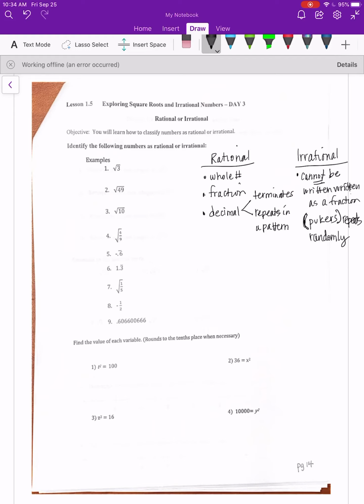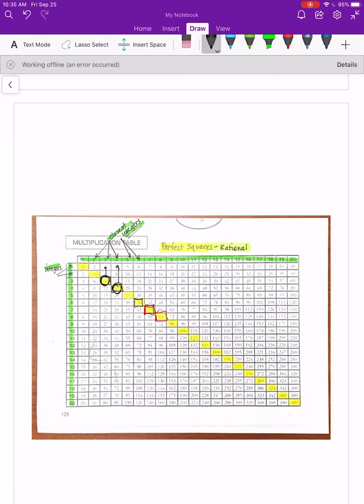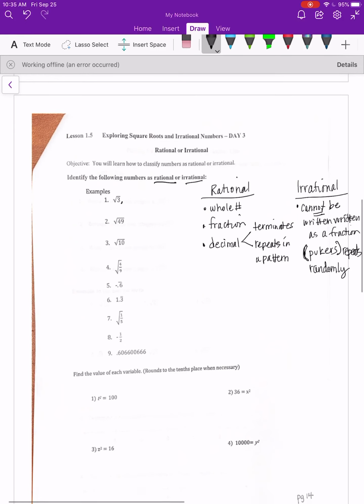Okay, so we have some of these numbers, and I have to decide, is it rational or is it irrational? So I have the square root of 3. With deciding whether it's rational or irrational, I have to think about the square root of 3. Is it a perfect square? Nope, it's between 1 and 4. So if it is not a perfect square, it's irrational. So I'm going to put over here, not a perfect square. Because a lot of students think, oh, if it's just a square root, it's automatically irrational. No, that's not the case. It can't be a perfect square.